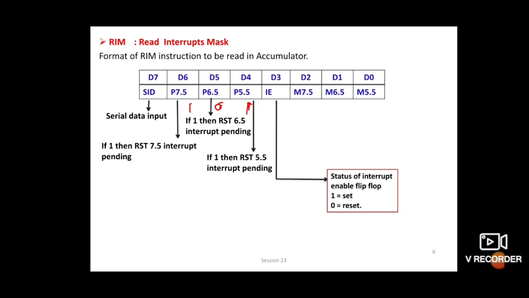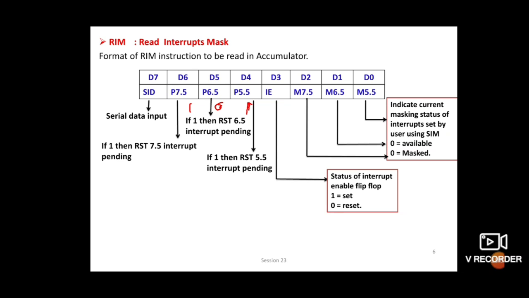Now see M7.5, M6.5 and M5.5. M means masking. Mask 5.5, mask 6.5 or mask 7.5. Mask means block. These pins indicate the current masking status of interrupts set by the user using the SIM instruction. See, in the previous instruction 0 means available and 1 means mask. Student, instead of 0, write 1 here.